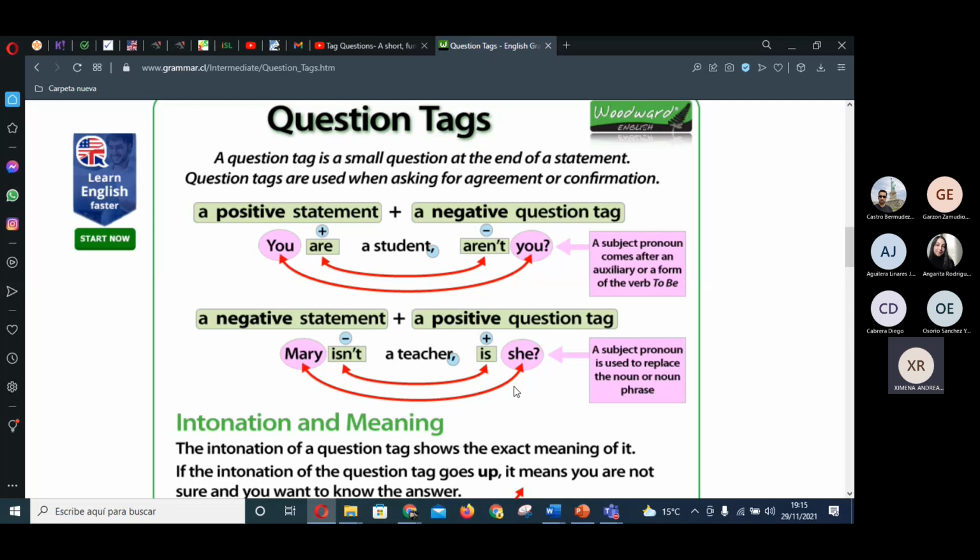Is she? So, remember please the order. If you have an affirmative sentence, the question tag would be negative. On the contrary, if you have a negative sentence, the question tag would be affirmative.